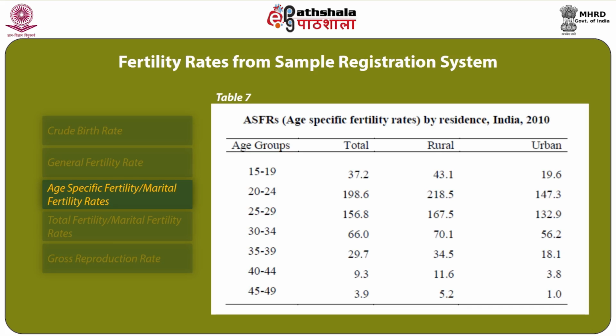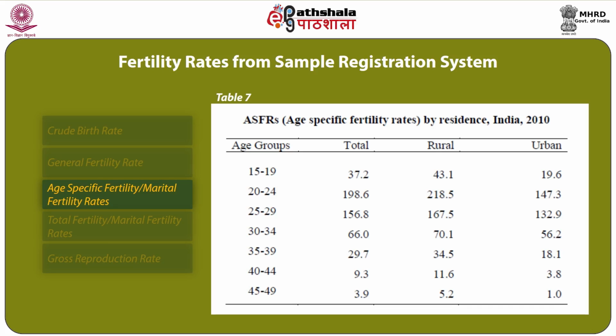From that age group onwards, there is a consistent decline in the rate. For instance, in the age group of 30 to 34, the age-specific fertility rate in the total population is 66.0, and as usual in rural areas it is relatively higher at 70.1, whereas in urban areas it is 56.2. In the next age group, 35 to 39 years, the total population has shown an age-specific fertility rate of 29.7, whereas in rural areas it is 34.5, and in urban areas 18.1.